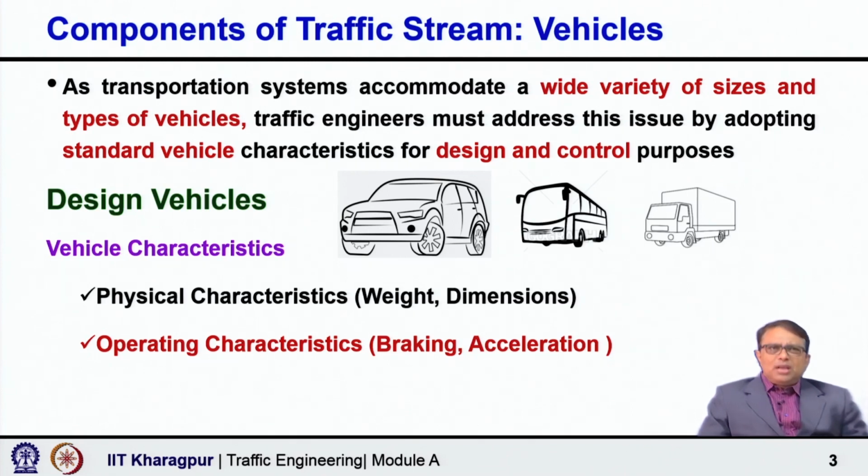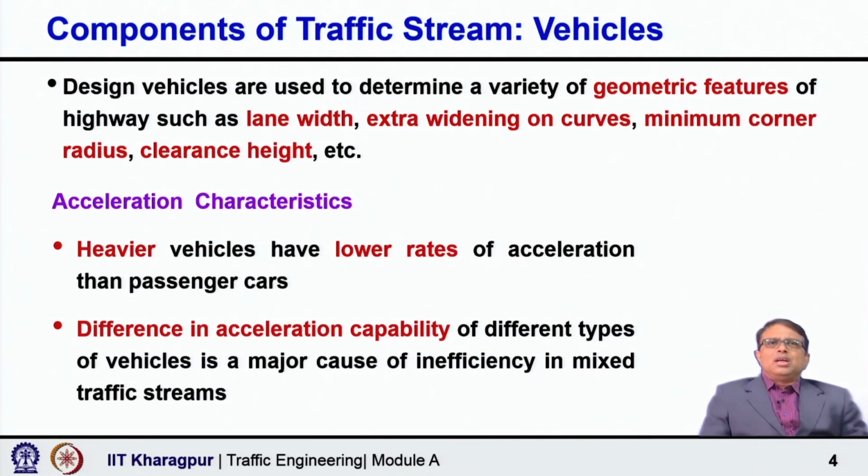When we talk about design vehicles, the vehicle characteristics are important, both physical characteristics and operating characteristics. Physical characteristics may include weight and dimensions. Operating characteristics may include braking characteristics and acceleration and deceleration characteristics. So, these are very important.